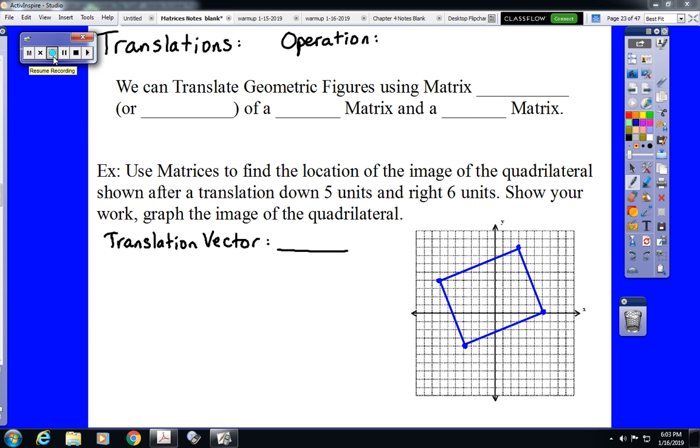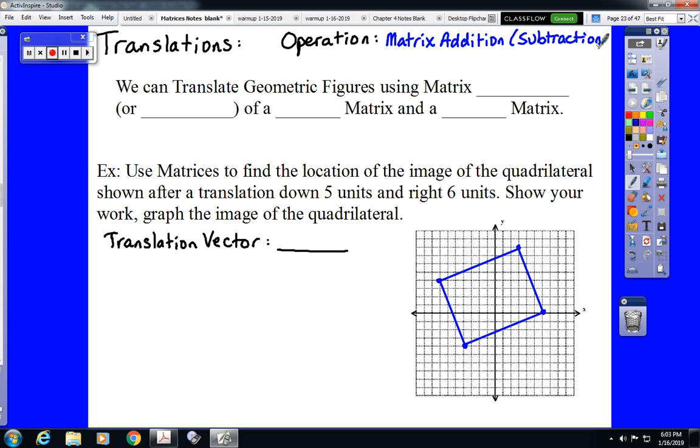This video is the second in the series for Lesson 5 of the Matrices unit. It will cover translations with matrices. The operation that we will use to carry this out is matrix addition. Now it's worth noting that depending on which direction we move, we might actually be using matrix subtraction.